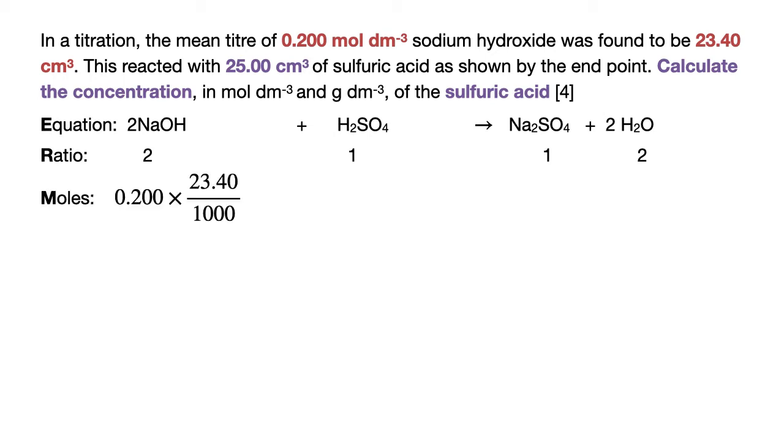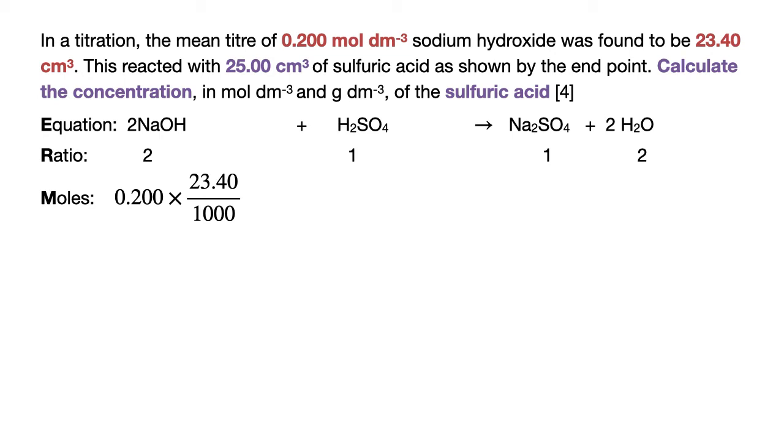So underneath your molar ratio, it's time to start using the data that you highlighted in the exam question. Now for sodium hydroxide, we know its concentration, 0.200 moles per decimetre cubed, and we also know the exact volume, our mean titre, is 23.40 centimetres cubed. So to work out the moles of sodium hydroxide, you just multiply the concentration by the volume. And the volume has to be converted to decimetres cubed. And to do this, just divide the centimetres cubed by 1,000.